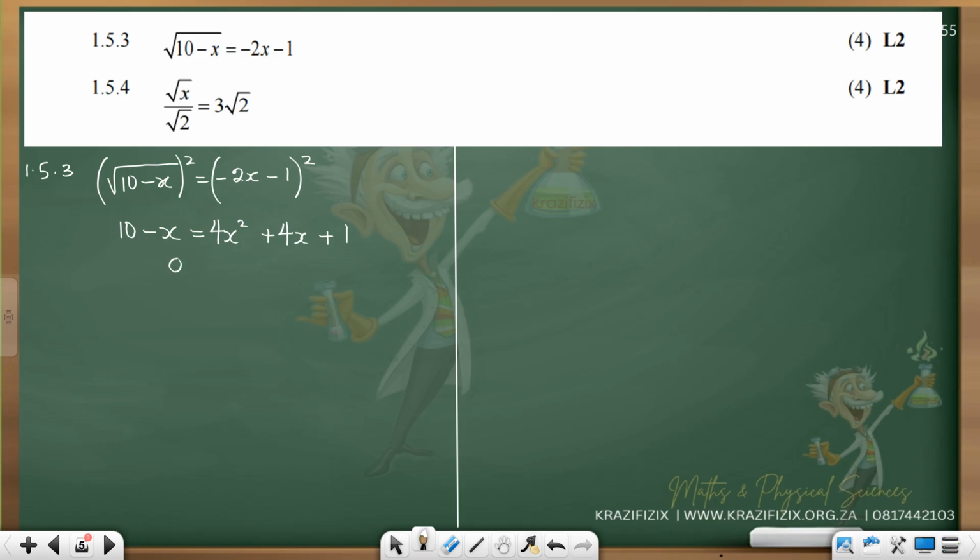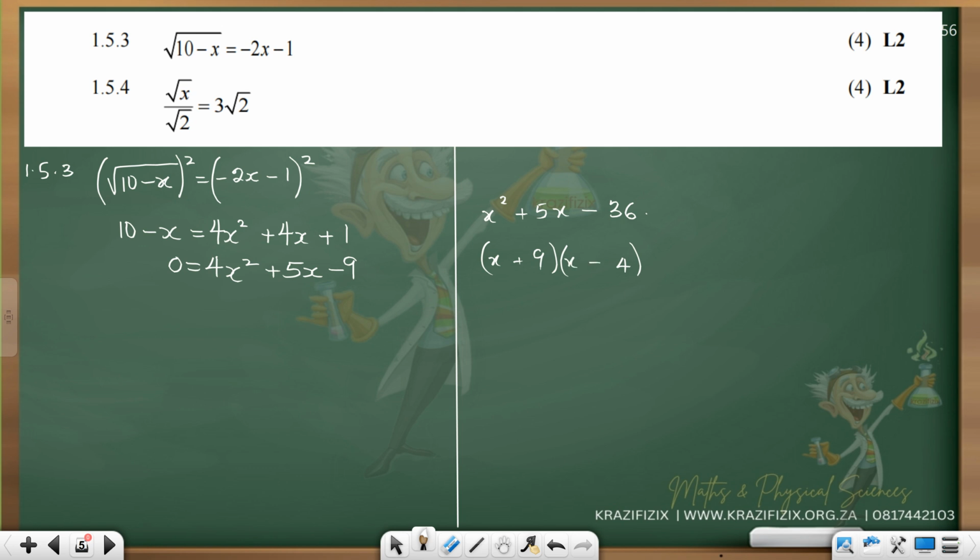Negative 1 times negative 1 would give us a positive 1. Now, we can quickly put everything together. 4x squared plus 5x minus 9. Do you have that? Because I have already moved my negative x to the other side, which gave me a positive, and the positive 1 minus 10, negative 9. Question is, do we have factors? Quickly, I'm going to do it on the side. X squared plus 5x, 4 times 9 is 36. All right, we do have 9 and 4.